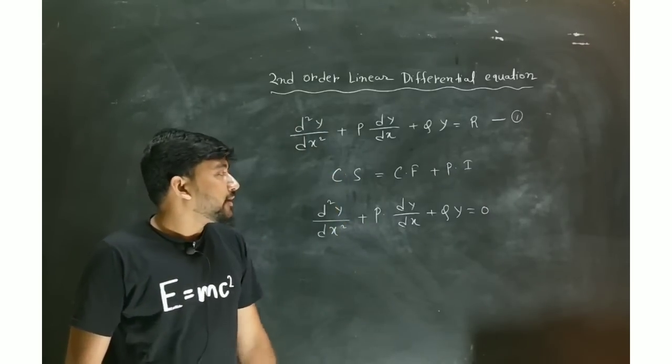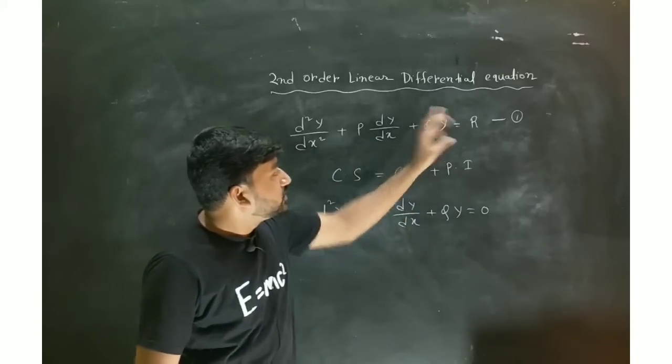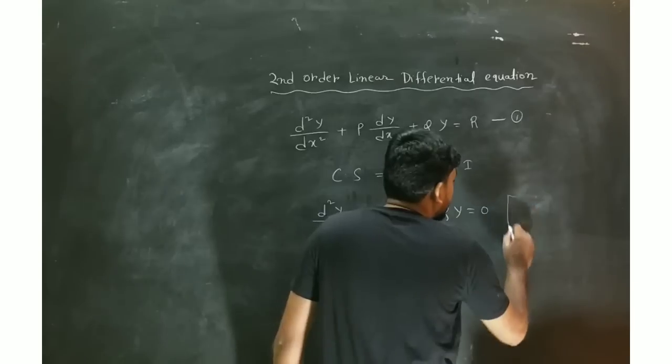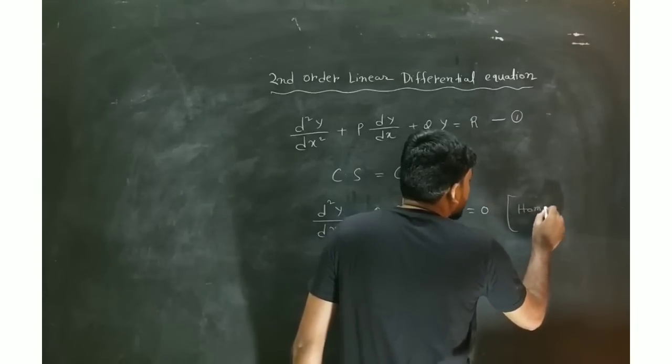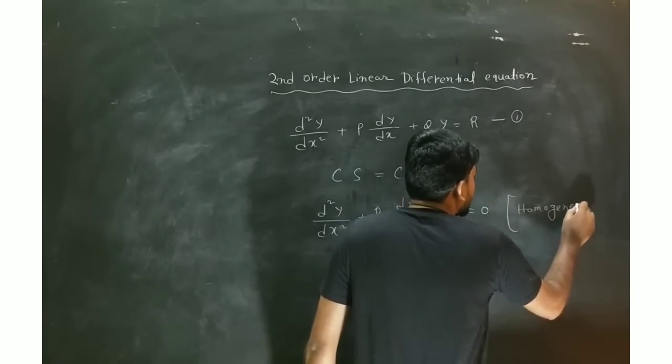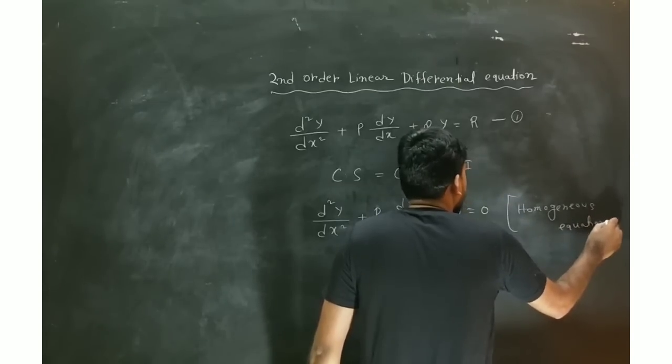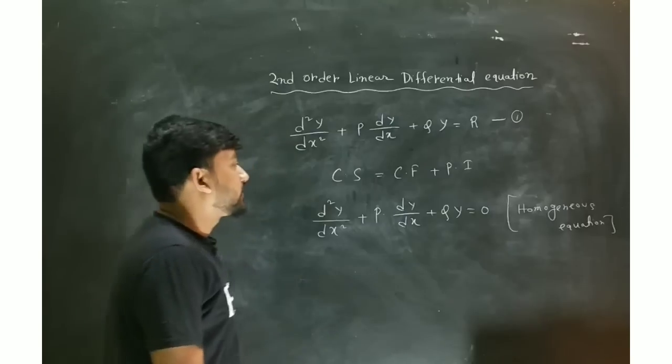Okay. And when you put this right hand side as 0, then this differential equation is also known as a homogeneous differential equation. This is also known as a homogeneous equation.